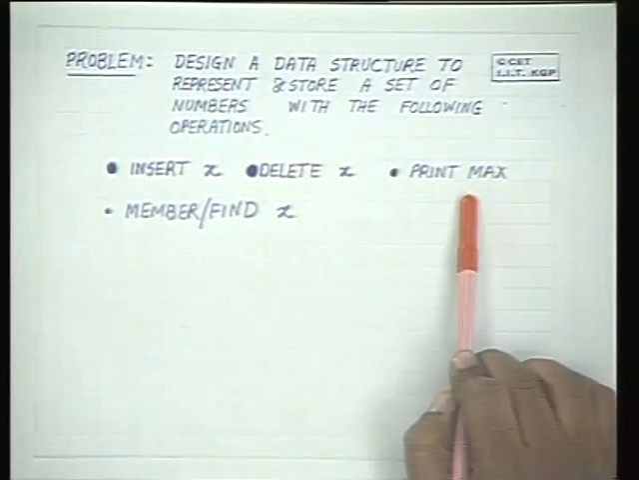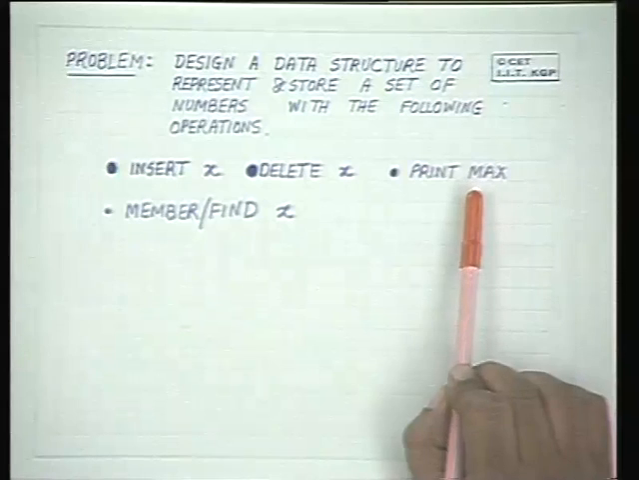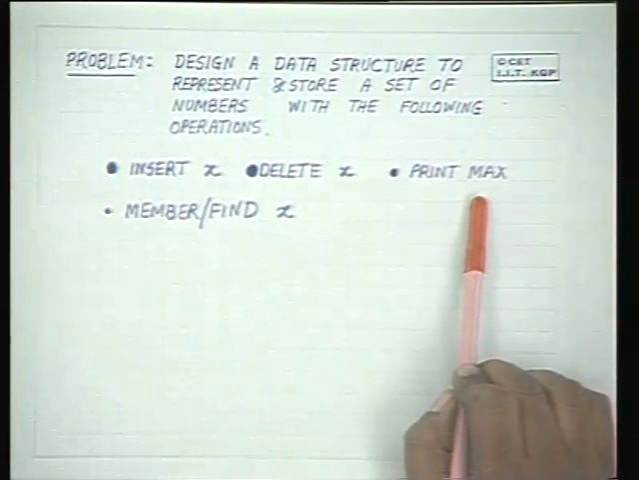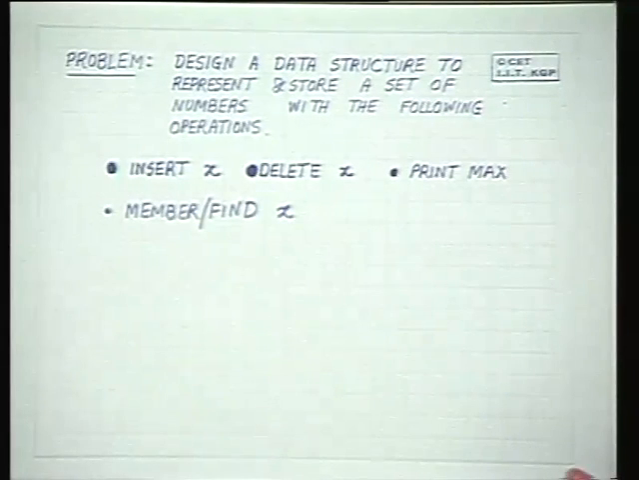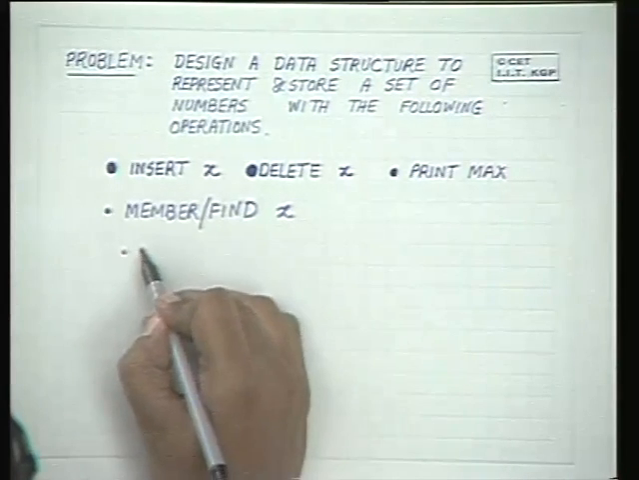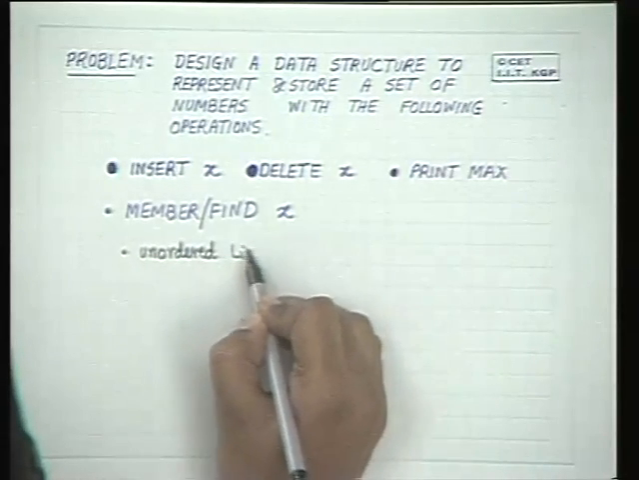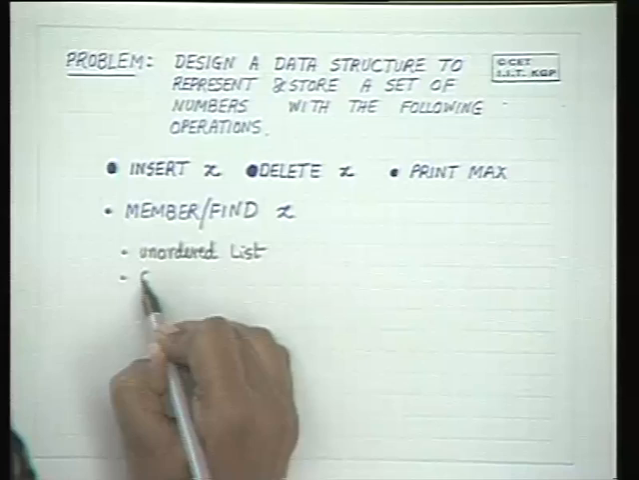So these three are same. Print the largest. It does not affect our routine, because in an unordered list finding out the largest would have taken order n time, but in an ordered list finding out the largest will take constant time, because the n pointer is there and you can immediately print the largest element. So we have got several options now here. The first option is unordered list. And the second is ordered list.